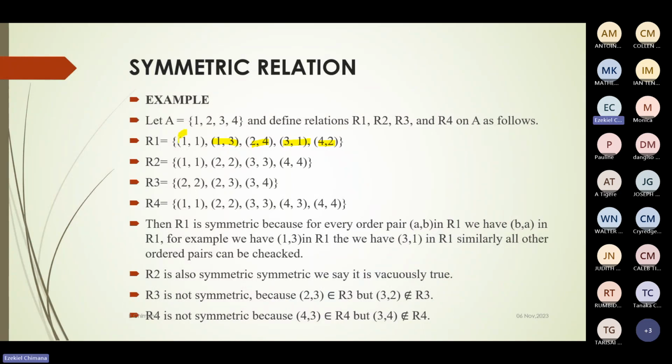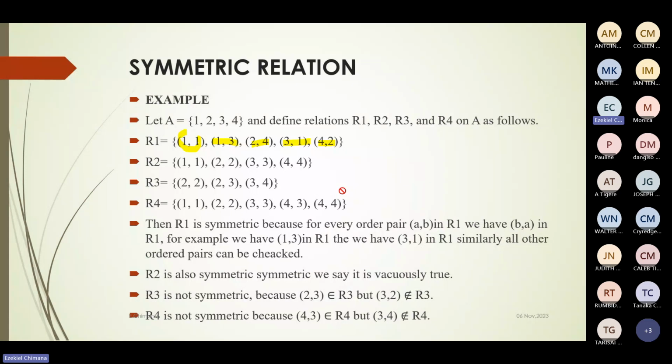And then whenever I've got an element paired to itself, it's as good as having two pairs like 1, 1 and a 1, 1. So this one is always accepted in a symmetric relation. This one is paired to this one, so we also have a 1 paired to itself, just like that. What about R2? Is R2 a symmetric relation?